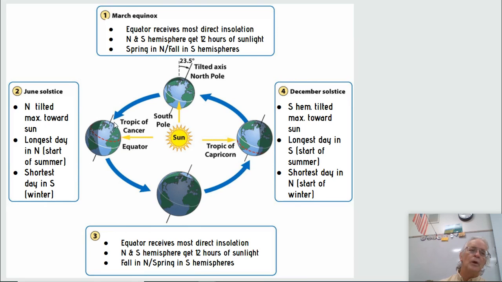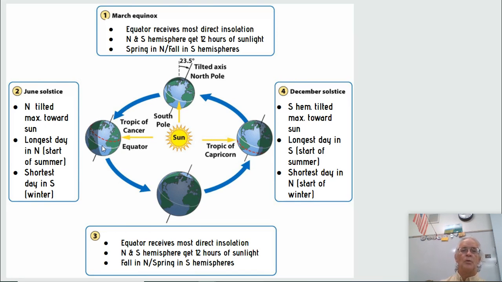How do we know that? Because right here, a lot of the area right around the North Pole is light. Why? Because it's tilted towards the sun. The longest day in the north is in late spring, and the shortest day in the south is during the winter. Now notice it goes from fall to spring to summer.